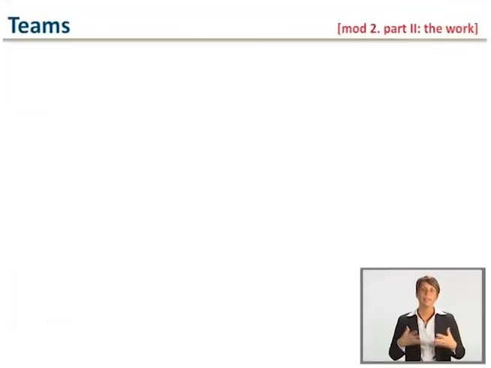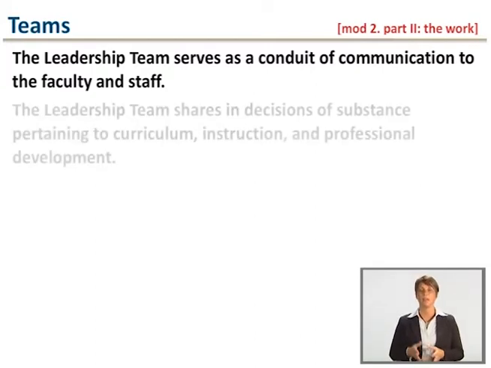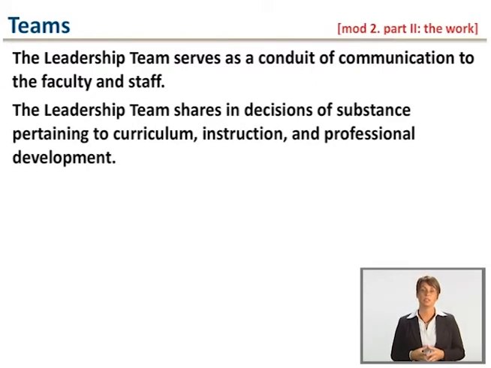the work. These final 3 indicators articulate the core work of the leadership team. We'll review them briefly here and then go into each one in greater detail throughout this part. The leadership team serves as a conduit of communication to the faculty and staff. The leadership team shares in decisions of real substance pertaining to curriculum, instruction, and professional development.